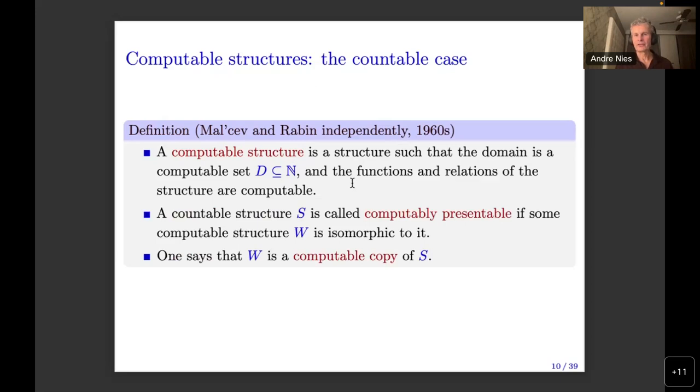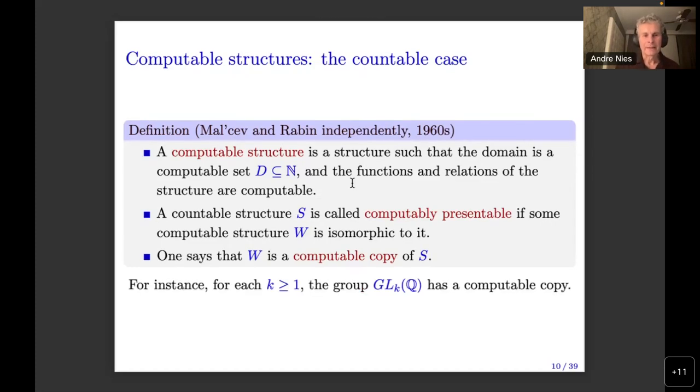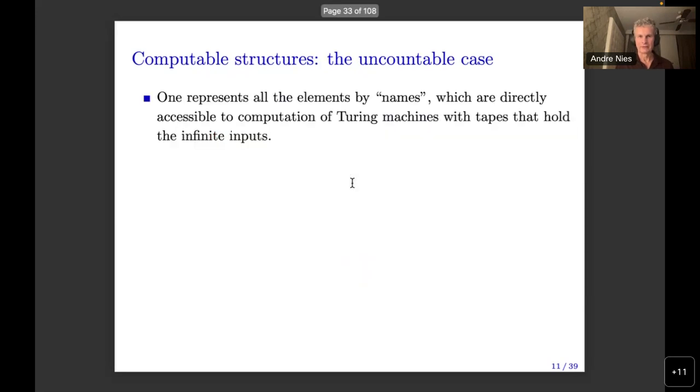So a structure is computably presentable if some computable structure is isomorphic to it, and such a structure is called a computable copy. Lots of people do this. This has a long tradition in Novosibirsk, going back to Maltsev, and in Vienna, KGRC, lots of people do this. So GL_n of Q, for instance, has a computable copy, and pretty much most things you can write down.